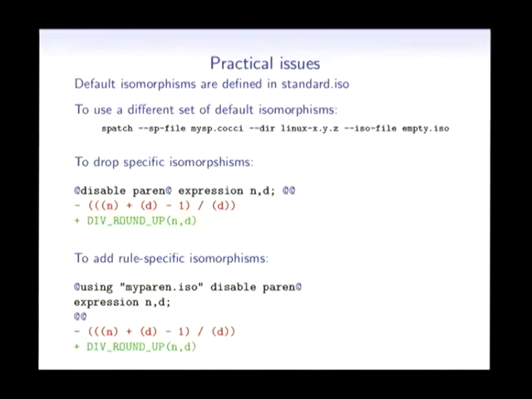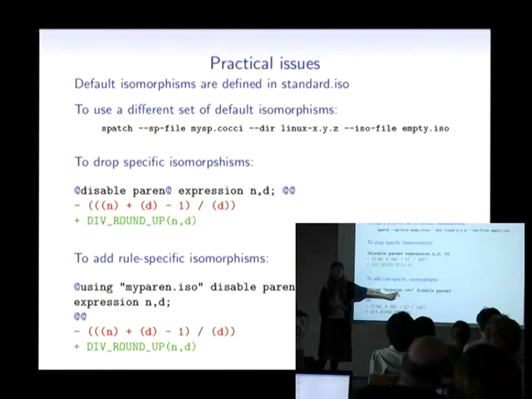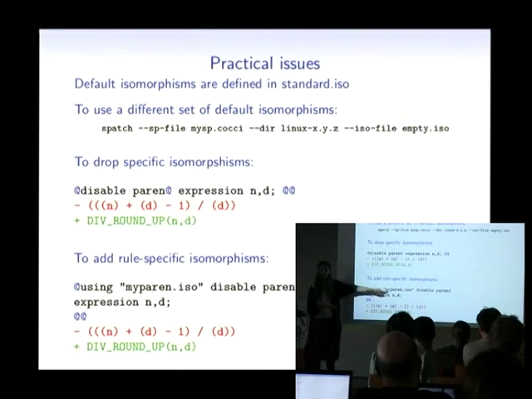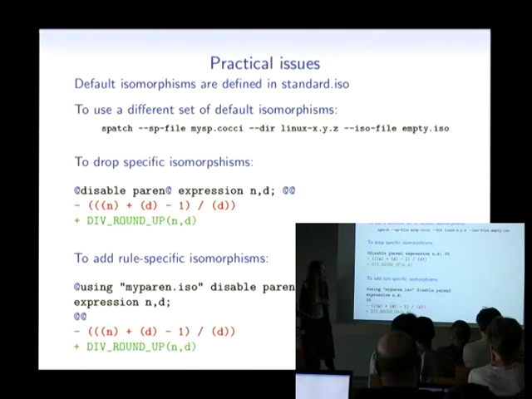So there's some things you can do. Here's the disable that was already asked about. You can also add your own isomorphisms. So you can put them in a file using the same format, and then you can say "using that file". So if you don't care, for example, about the difference between spin lock and spin lock IRQ save and so on, then you could make an isomorphism for that. And then your semantic patch would be simpler.